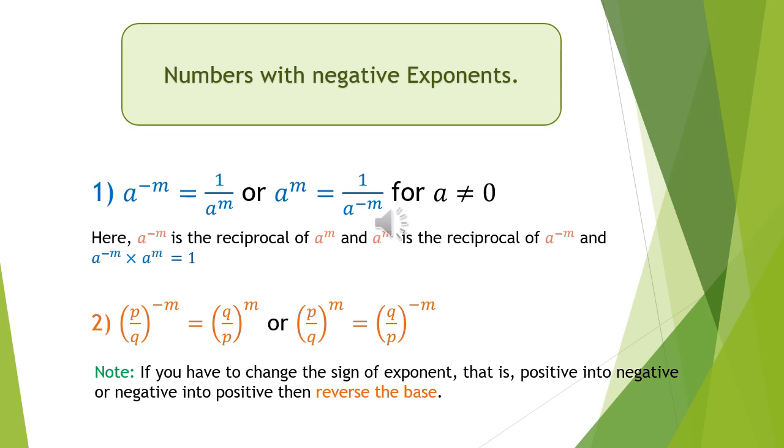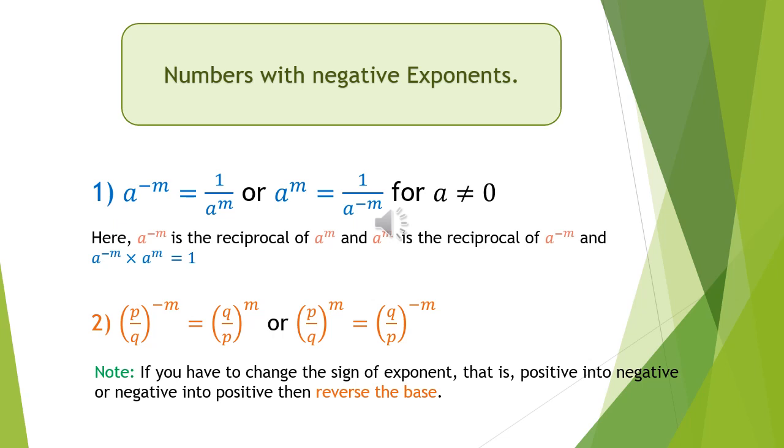Now, a raised to the power minus m is the reciprocal of a raised to the power m. What is reciprocal? Reciprocal means you are dividing or flipping the number. So a raised to the power minus m is 1 upon a raised to the power m, and similarly a raised to the power m is the reciprocal of a raised to the power minus m. And if you multiply these two numbers, what will you get? You will get 1 as the answer.